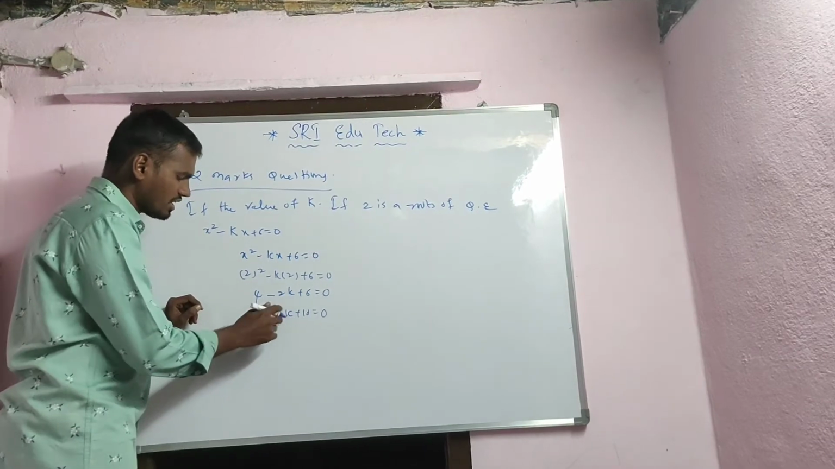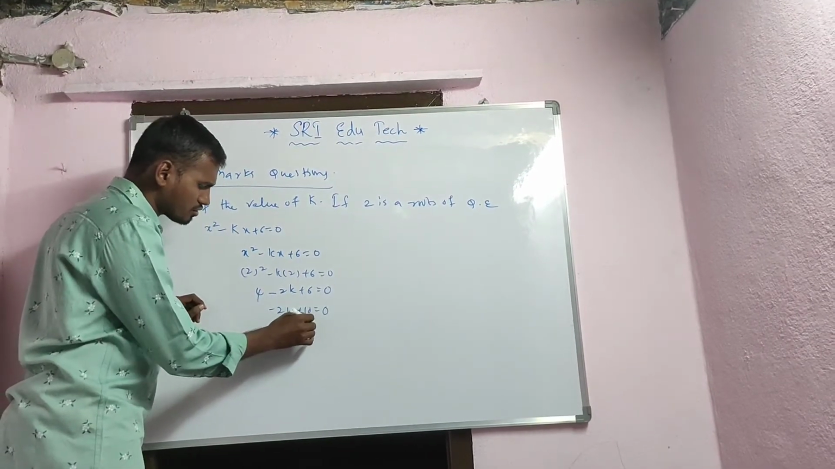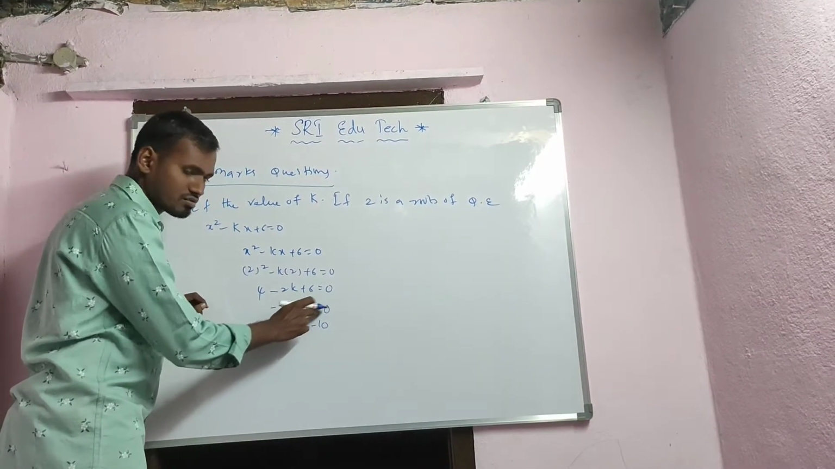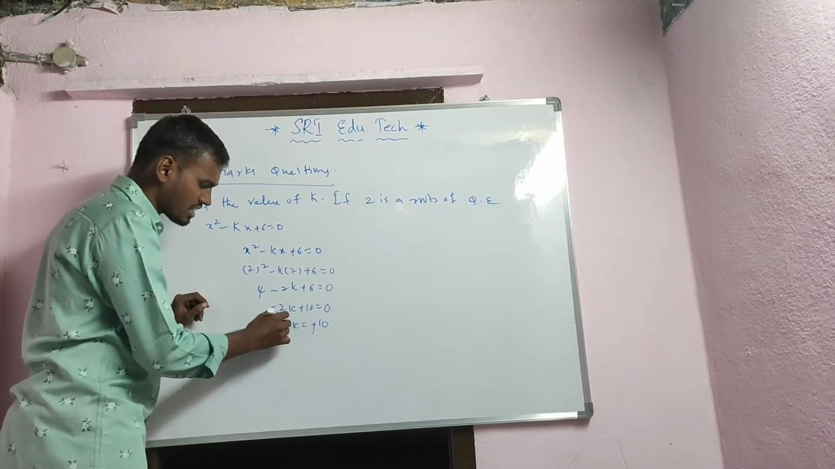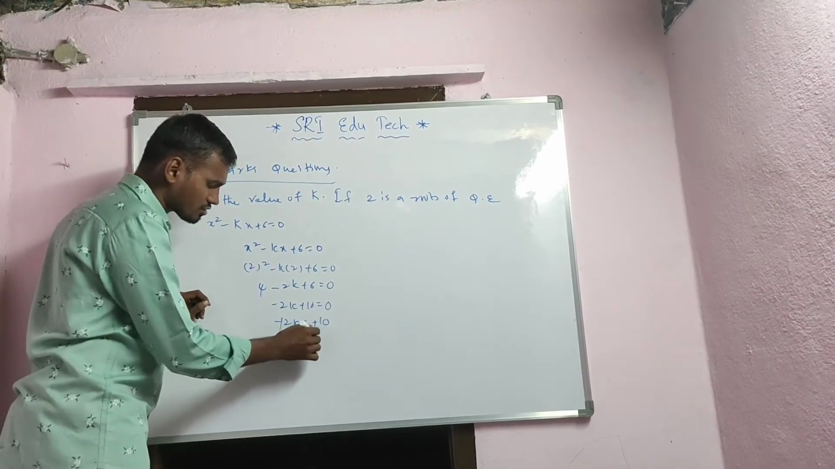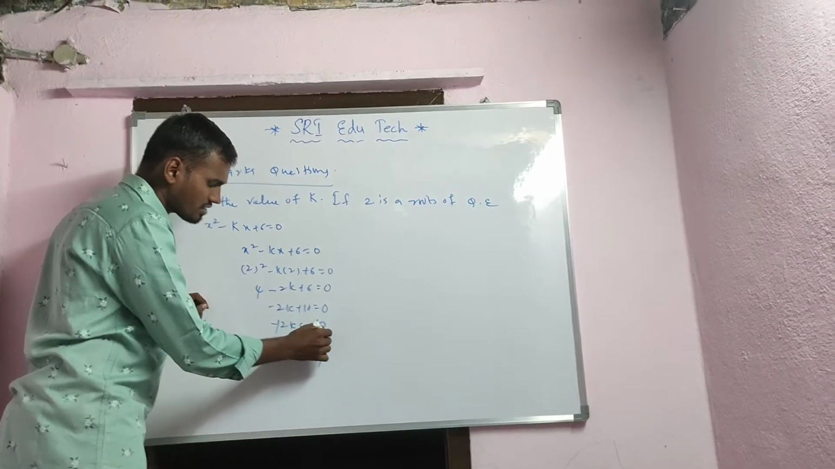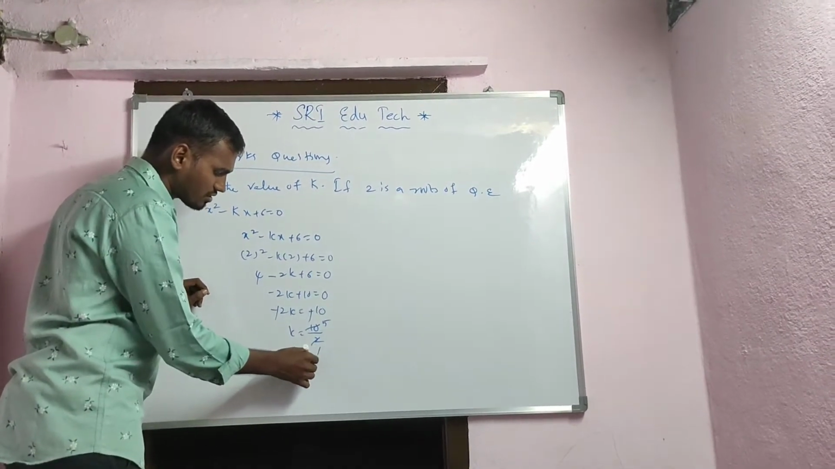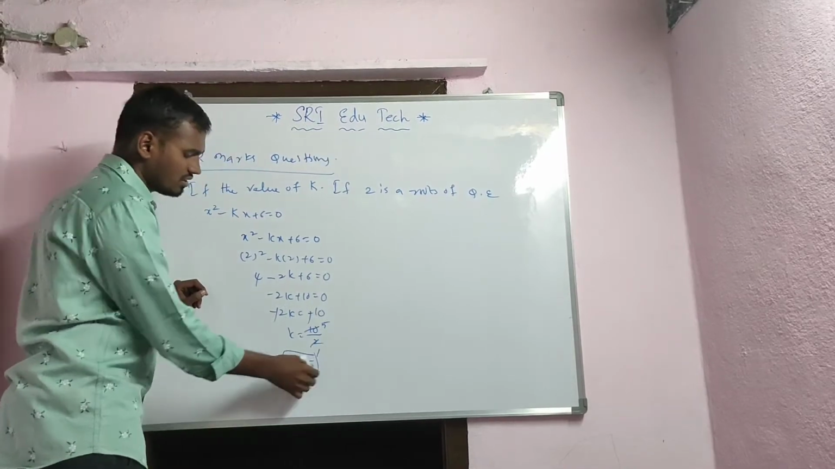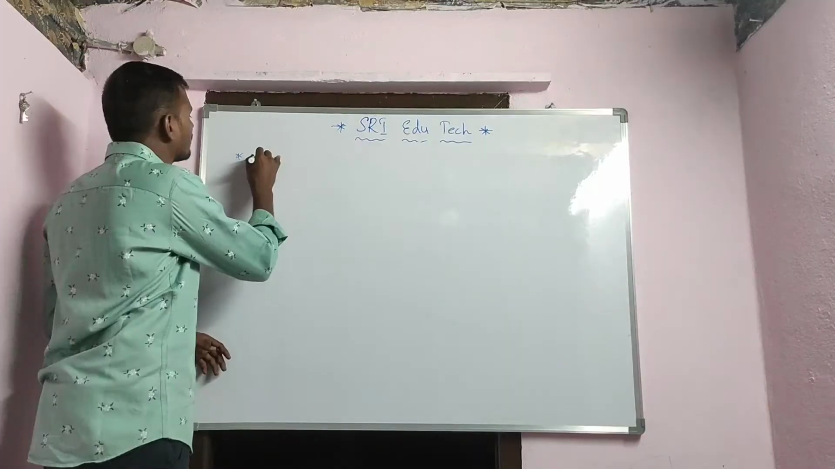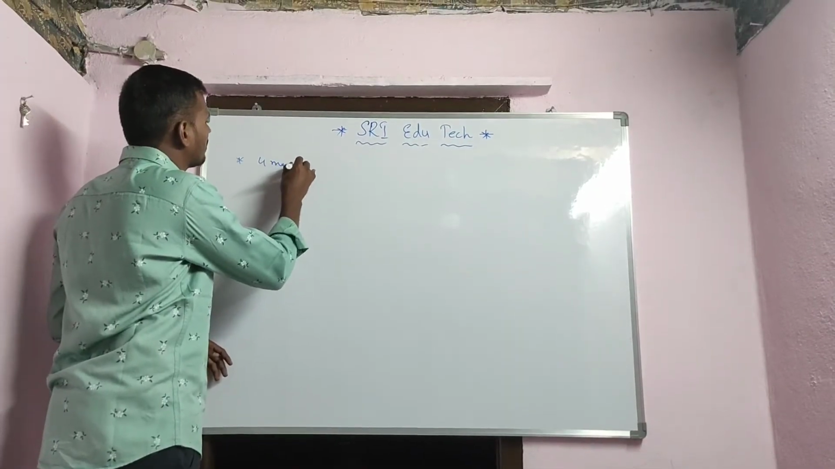Then minus 2k is equal to minus 10. This 10 transfers to the RHS, and the minus signs cancel. Then k is equal to 10 by 2, and 2 fives are 10. Therefore, k is equal to 5. This is the k value. Now, the 4 marks question.